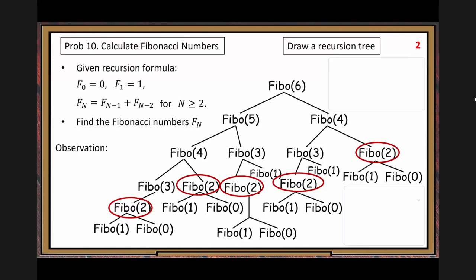So that's the problem here. Too much redundant calculation. You can imagine if the Fibonacci number is very large, think about Fibo of 100. The tree is very big, with too much redundant calculation. So we cannot take this one.